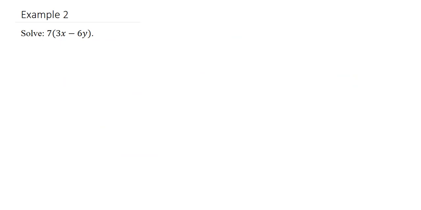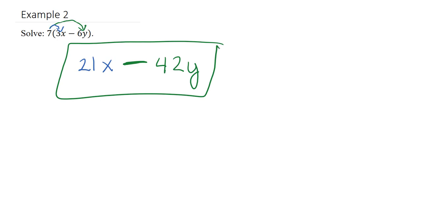In example 2, we can solve for the following. We have 7, and then in parentheses 3x minus 6y. What we're going to do is take this 7 and multiply it by the 3x. So 7 times 3 is 21, and that's x. Then we go 7 times this, and we're going to leave the negative sign, because there's only one negative. So we have 7 times 6, so that's 42y. And that would be our solution.